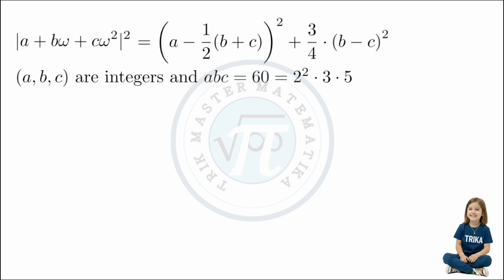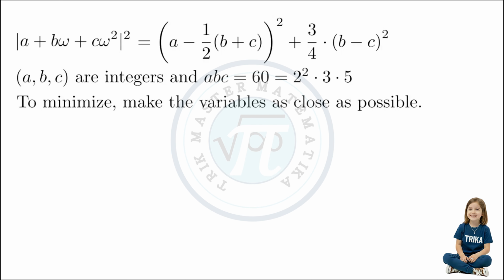So usually if we want to find the minimum, we want the variables to be as close as possible. So we make the variables as close as possible, and by looking at the factorization of 60, we can take A, B, C to be the set of numbers 3, 4, and 5. Because we can see that 3 times 4 times 5 is equal to 60.